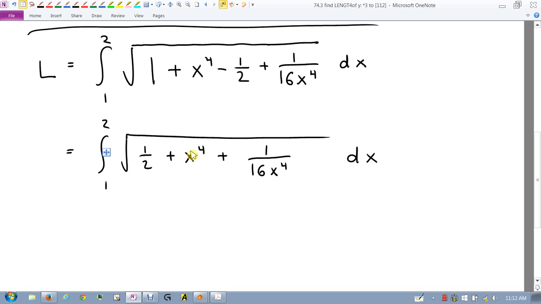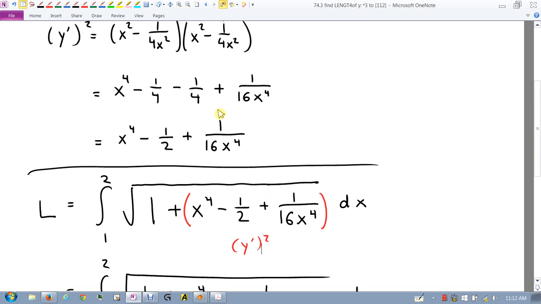We're kind of stuck. So what we're going to do is get a common denominator between all of these down here. So look at that as x to the 4th over 1. Common denominator. The formula says that the arc length is the integral of the square root of 1 plus y prime squared. Here's y prime squared, right? And 1 plus that. Yes? Everything in red is the y prime squared, which we found up here.